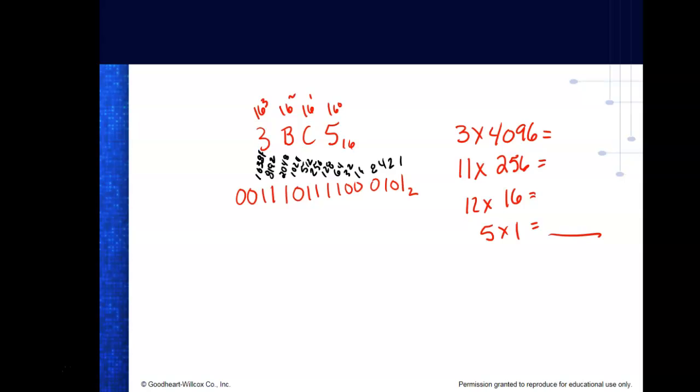When you look at the worksheet that we'll try to work on today, you can take each one of those, convert the hex digit over to decimal, then multiply it times the actual decimal equivalent of the power of 16. And then this is the decimal equivalent for each digit.